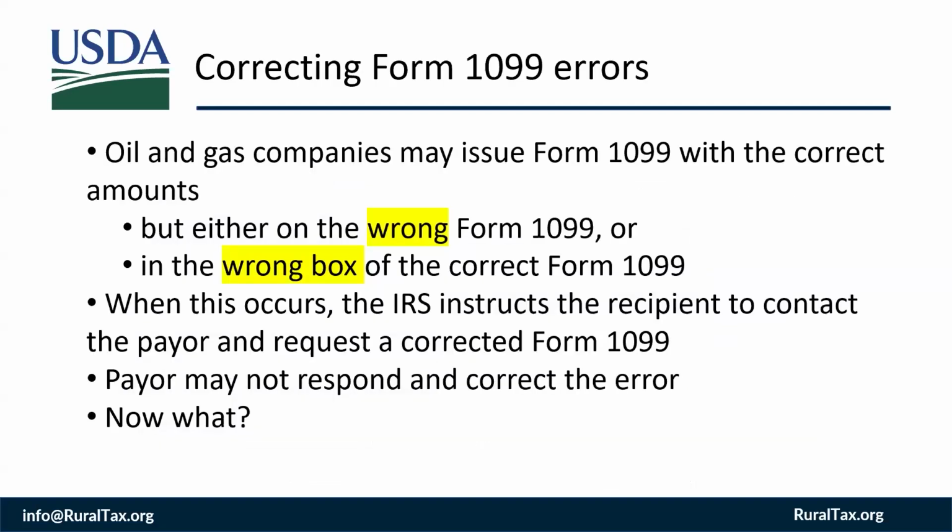So what happens? I did not get a correct 1099. Well, oil and gas companies sometimes issue the 1099 with correct amounts in either the wrong box or even on the wrong Form 1099. So when this occurs, the IRS instructs the recipient, that's you as the payee, to contact the payor and request a corrected Form 1099. What typically happens is they do not respond and correct the error. I've had companies that do and are responsible that will send you an updated 1099 with the corrected box checked. I've also had them just flat out ignore me.